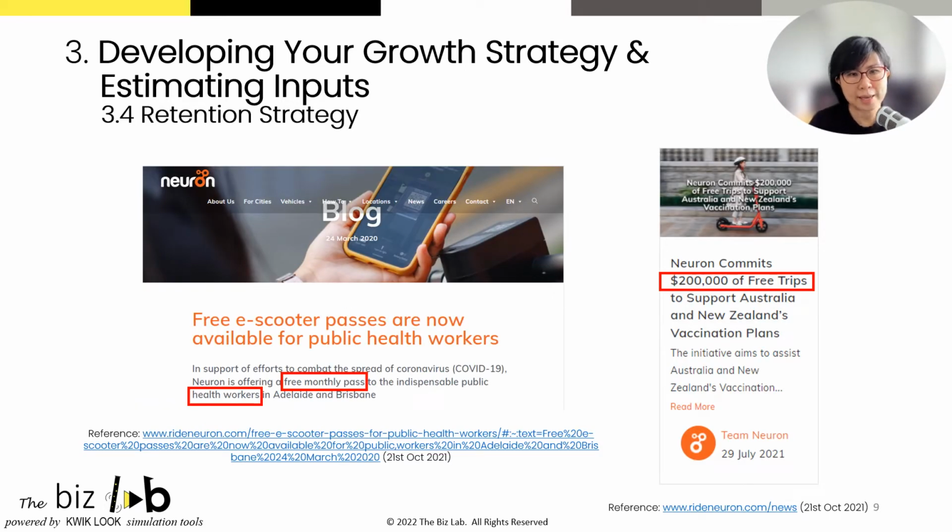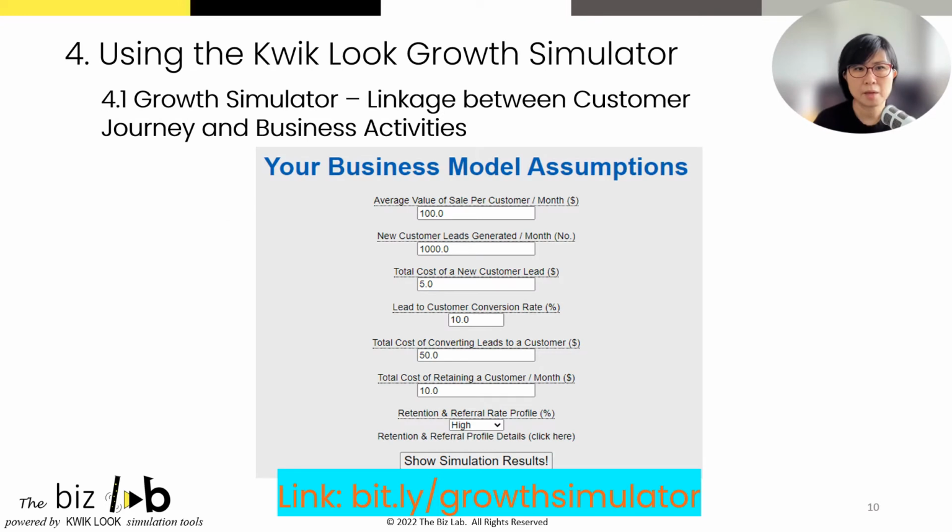So we've looked at two key areas. Firstly, the revenue, and then the marketing, conversion, servicing, and retention costs. The last area that we want to look at is the retention strategy of Neuron. Based on the available data, it looks like Neuron has a clear plan to retain its customers. In this screenshot, you can see that they are giving away free monthly passes to public health workers. Earlier, we also saw that Neuron incentivizes its customers to buy longer-term passes, which also serves to improve retention. So now let's take a look at how the numbers get pumped into the simulator and what results we get.